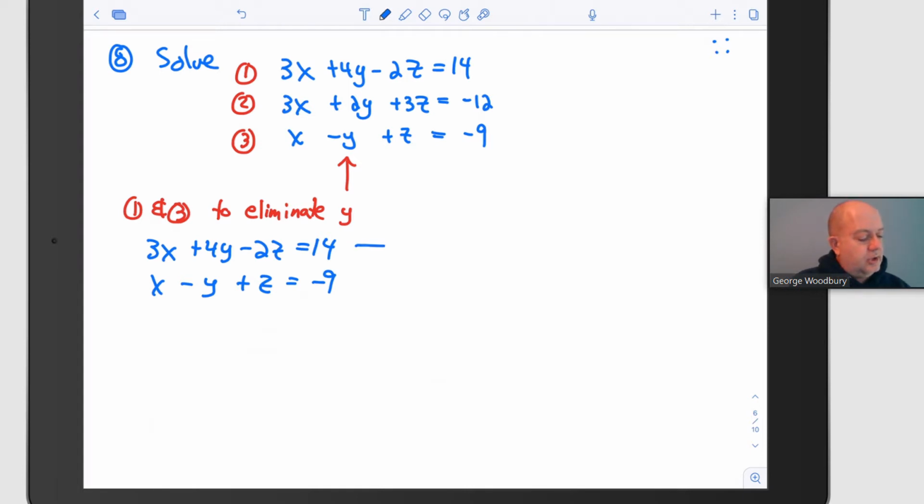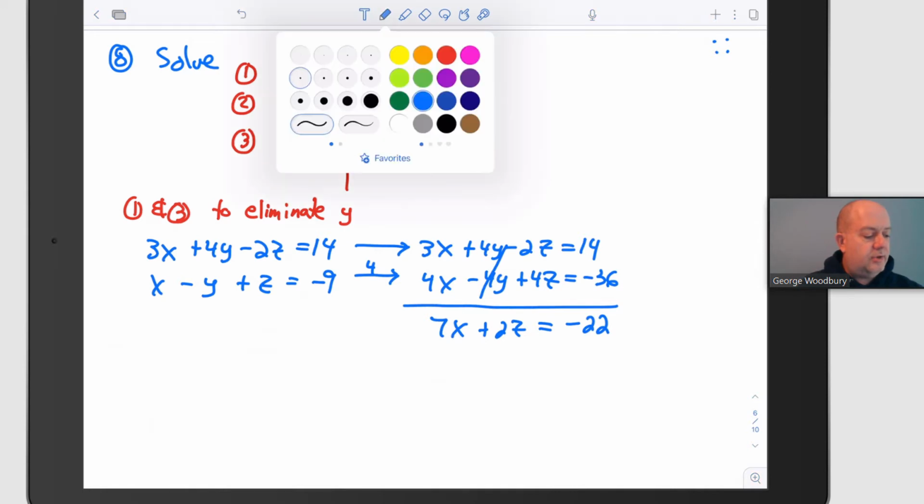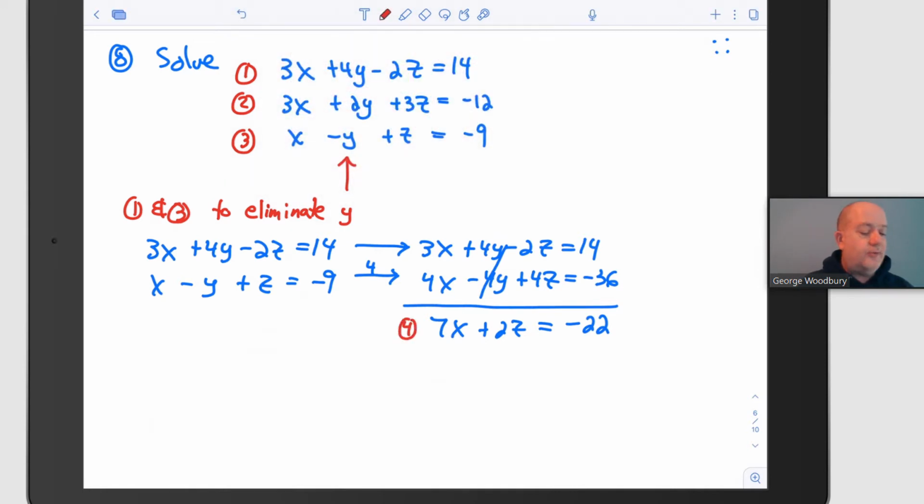And so what I can do is copy the first equation over again, 3x plus 4y minus 2z equals 14, and multiply the second equation, which is equation 3, by 4 to get 4x minus 4y plus 4z equals -36. And when I add these together, the y's fall out. I get 7x plus 2z equals -22. That's one equation with two unknowns. And I'm going to call this equation 4 for later.